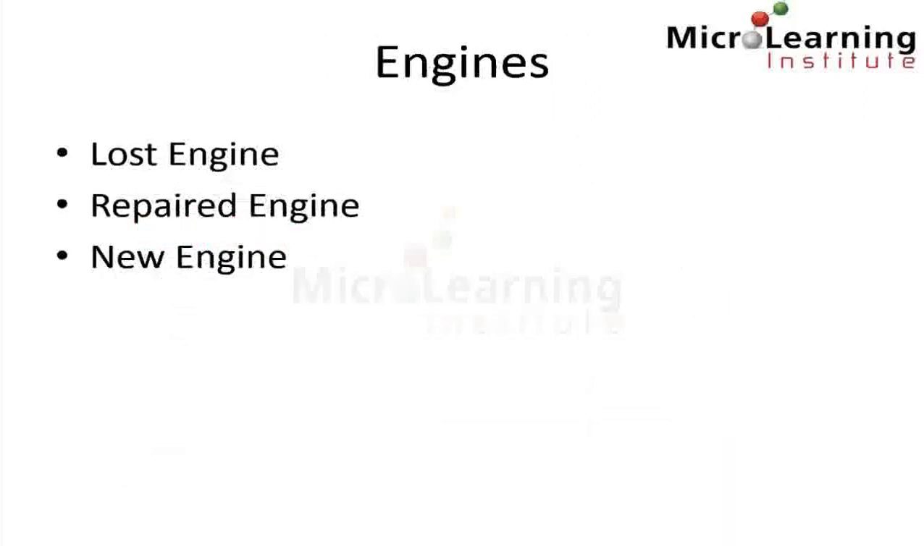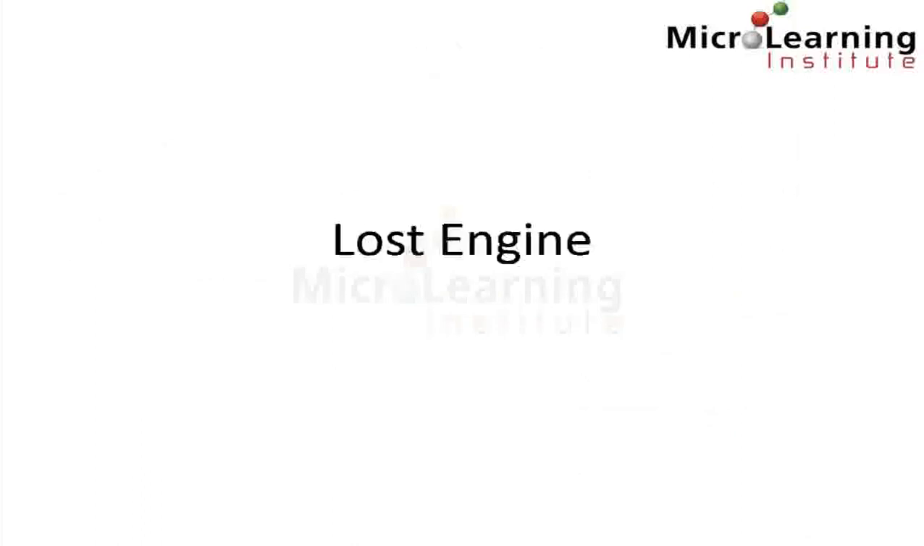Next, we need to consider the engines. Now in the question there are 3 engines: 1, an engine that was lost, 2, an engine that was repaired, and 3, a new engine. Firstly, let's consider the engine that was lost.